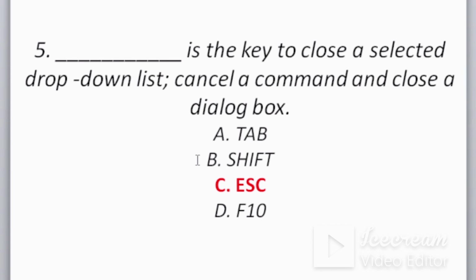Number 5, dash is the key to close a selected drop down list, cancel a command and close a dialog box. A, tab. B, shift. C, ESC. D, F10. The correct answer is ESC.